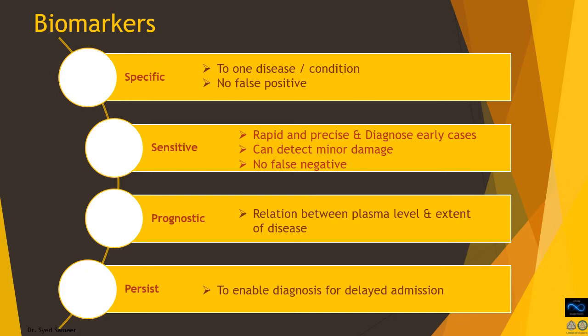Then it should be able to persist long within the individual so that we can be able to pick it up from the blood or any other fluid and then analyze it for the diagnosis. And it is important for delayed admission also. If there is a delayed admission of the individual and we need to look for the biomarkers, those biomarkers are chosen which persist around 1 day, 2 days or 3 days, which makes it a good biomarker.